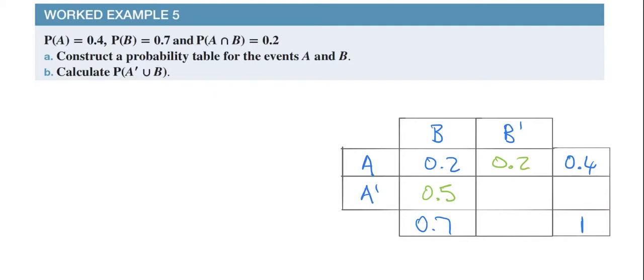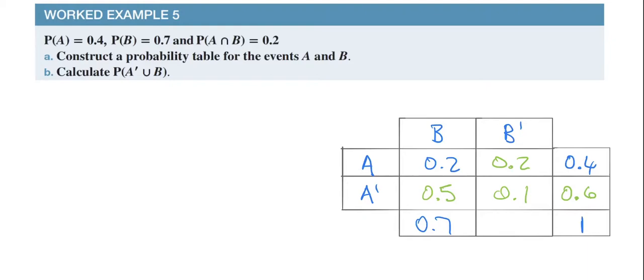I have 0.4 and something needs to add up to 1. So this has to be 0.6. Just quickly again, how I would read this is something being in B and not A needs to add up to 0.7. 0.5 plus something must give you 0.6, and that is 0.1.